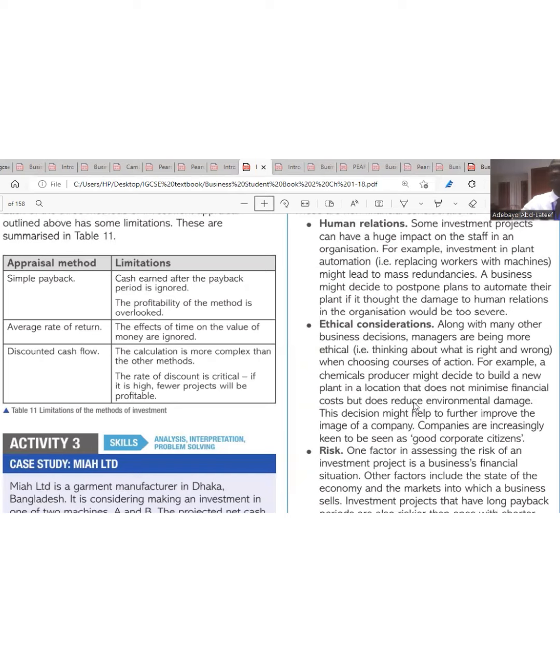It does not care about what happens when you have paid back the initial cost, that means the capital cost. When you have paid it back, it doesn't care. So that is a problem, because you also have to take into consideration what you make after paying back the initial cost. Number two, the profitability of the method is overlooked.